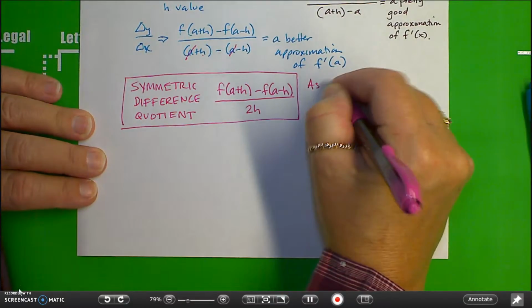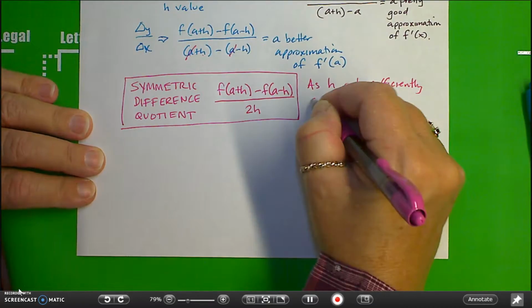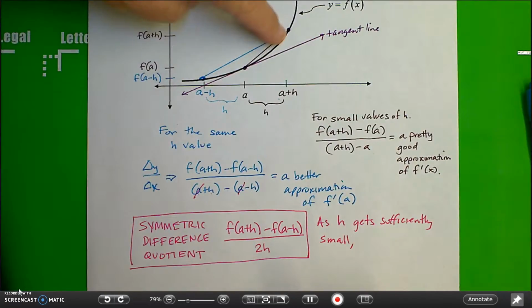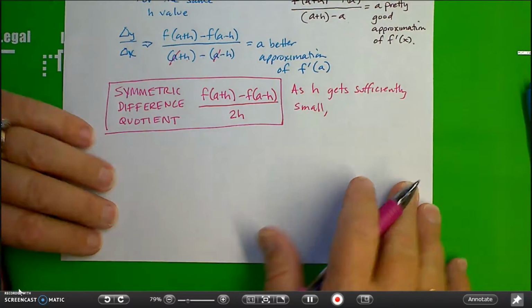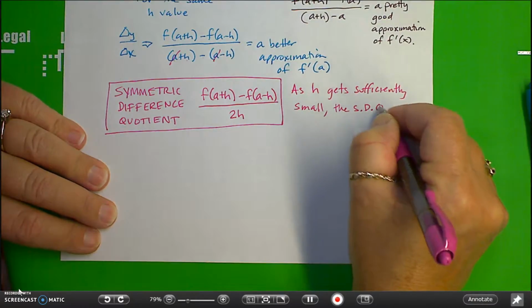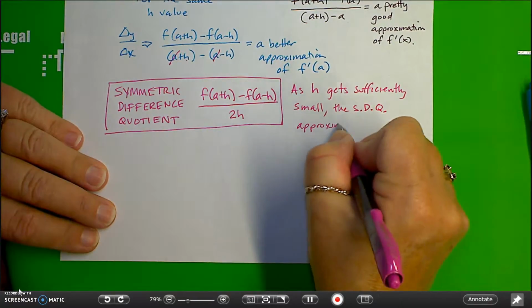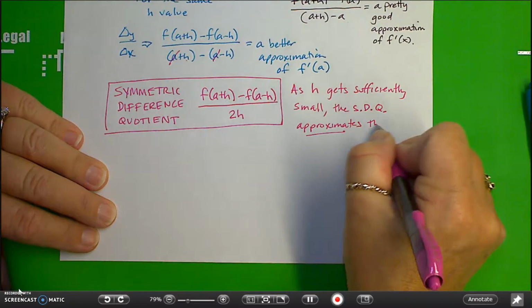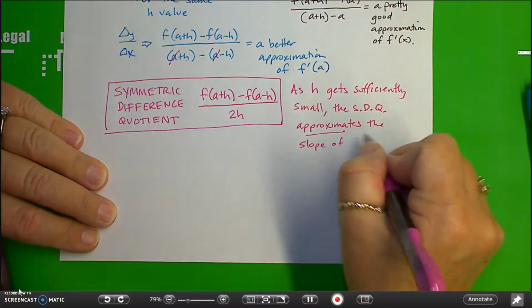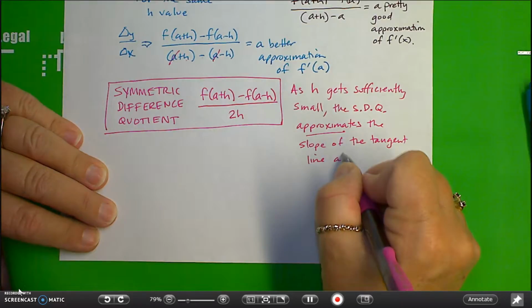As h gets sufficiently small, and by the way, you want h to be small so that you don't have to deal with other features of the function that may influence the result here. So as h gets sufficiently small, the symmetric difference quotient, can I abbreviate it like that? Symmetric difference quotient approximates the slope of the tangent line at the point x equals a.